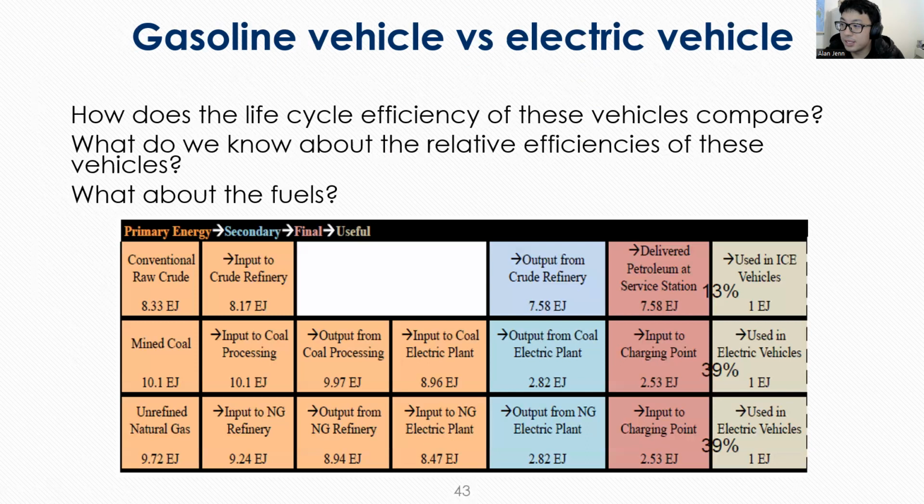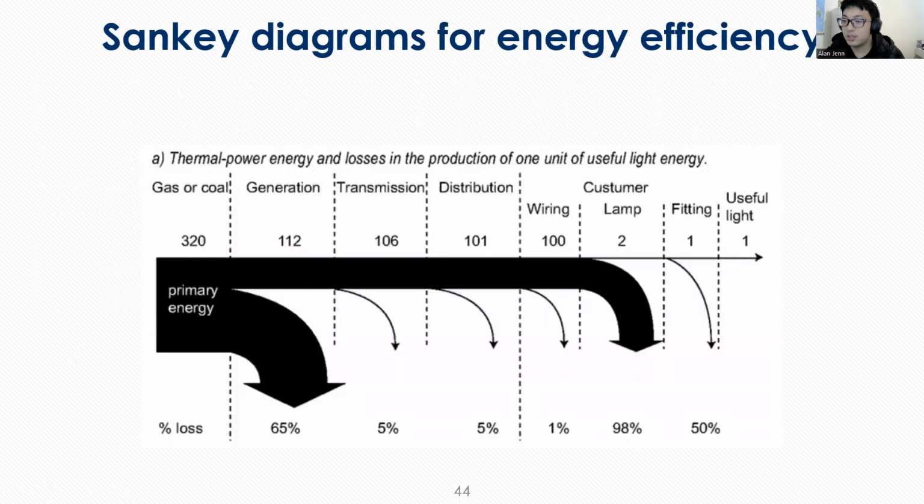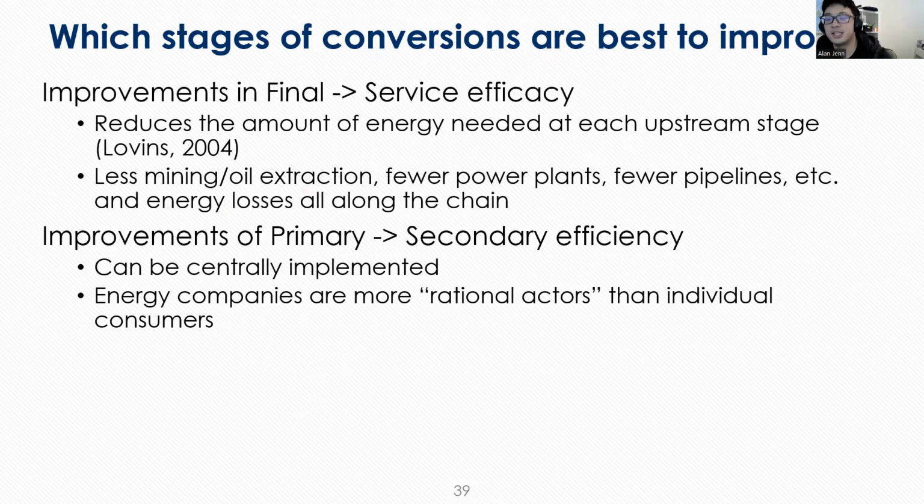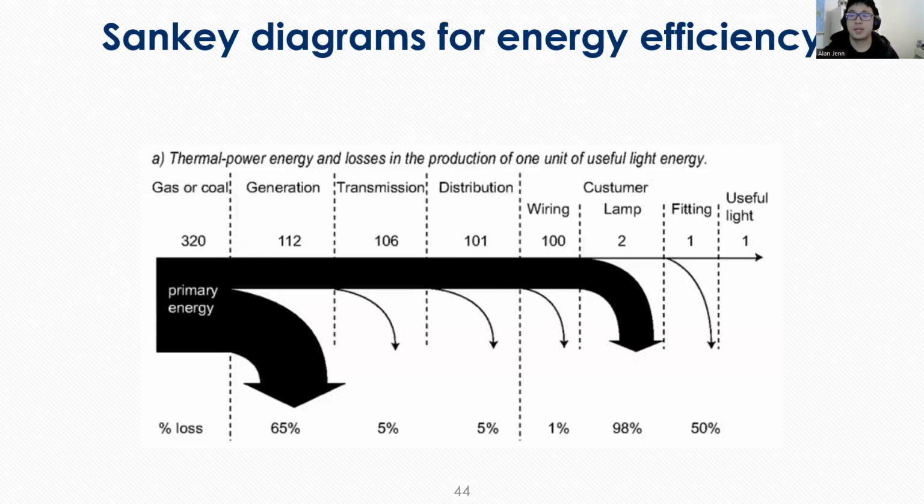The last thing we'll talk about is this concept. Oh, let me jump back really quick. This concept of conversions, improvements in final to service versus primary to secondary. So we're going to look at, across the sort of life cycle system for efficiency, what happens if I improve different pieces of the system.